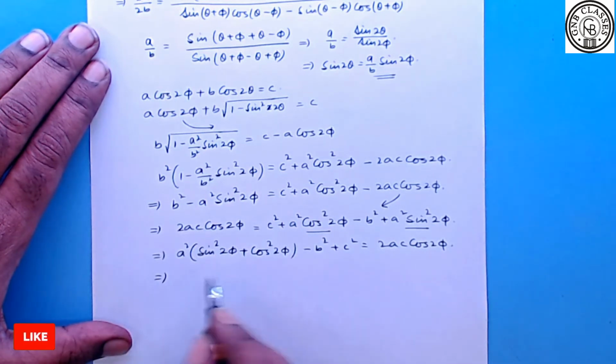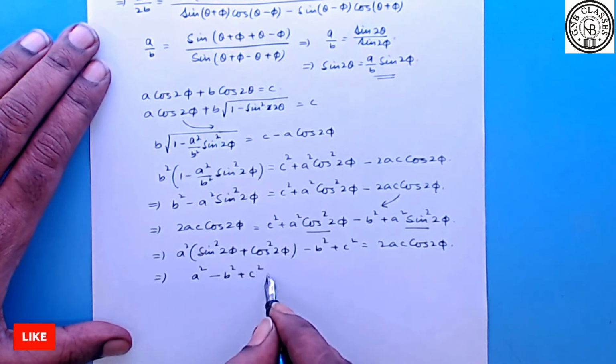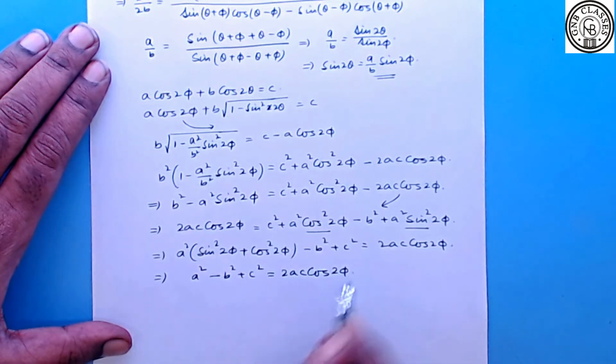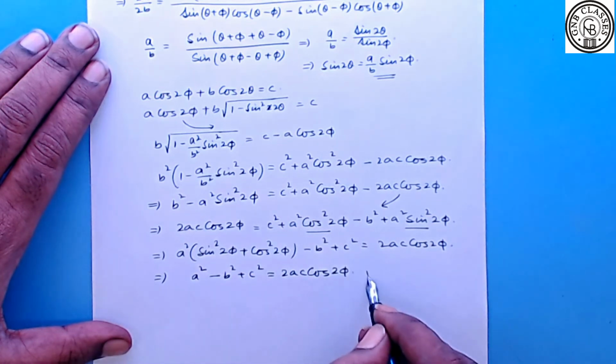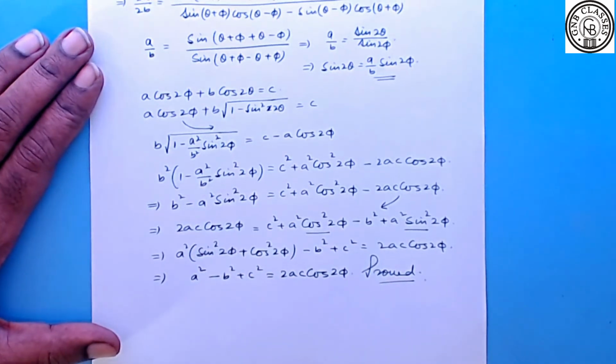Sin square theta plus cos square theta is 1, so we are left with A square minus B square plus C square is equals to 2AC cos 2 phi. Is it clear? So proved. Have you understood it?